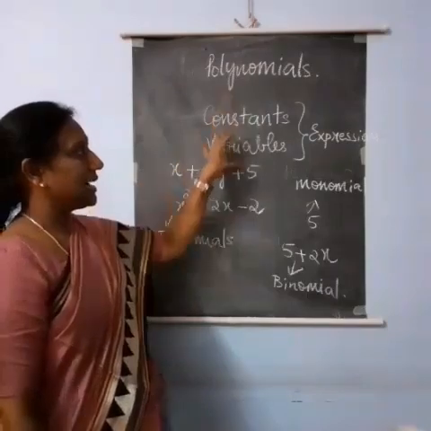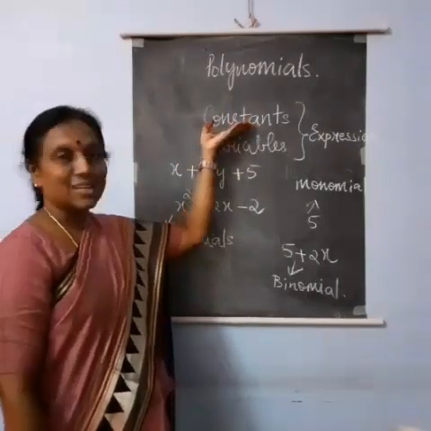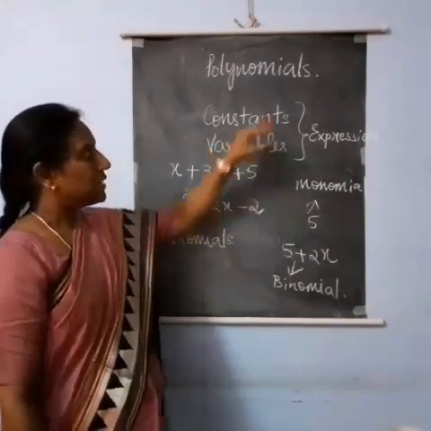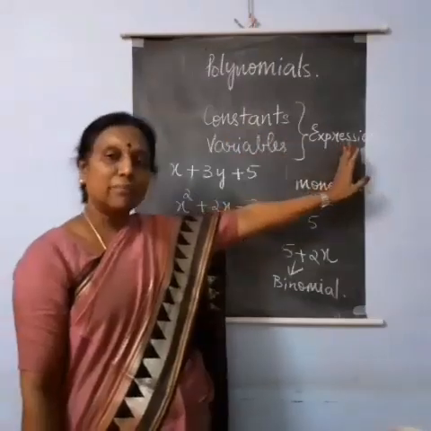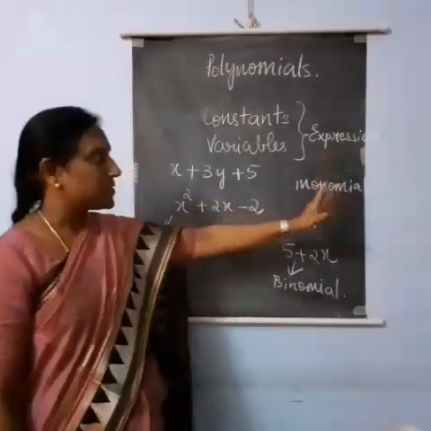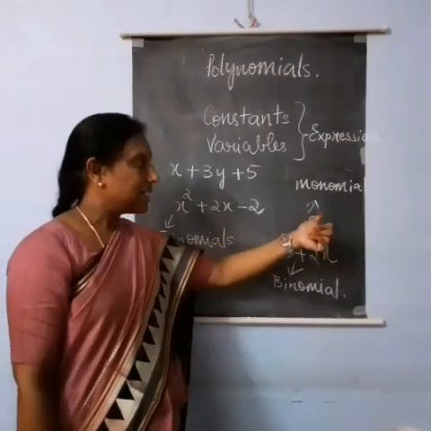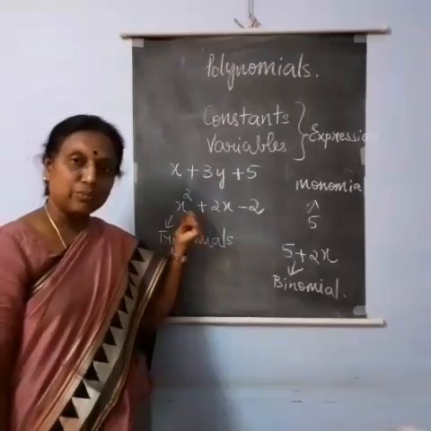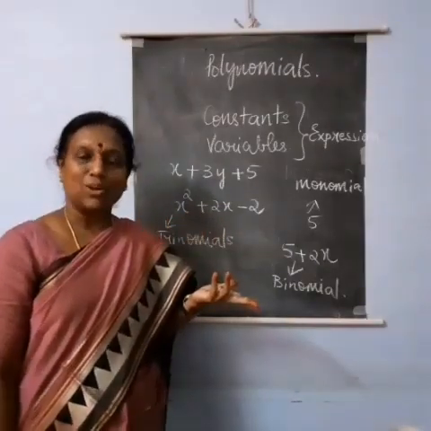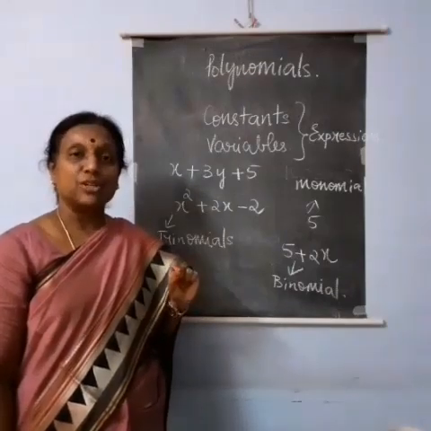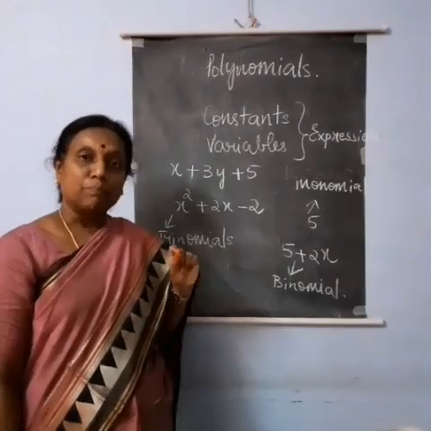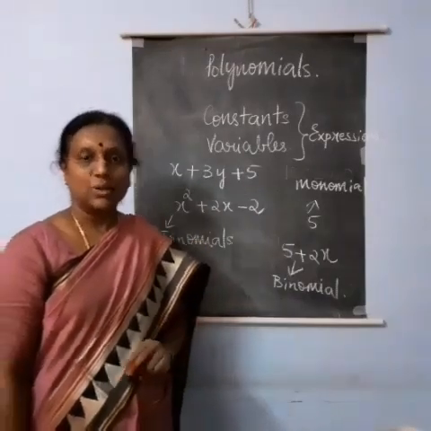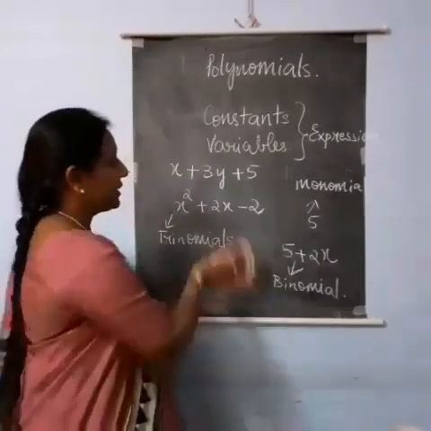We have got constants and variables. Constants, the values do not change. For variables, the values change in different circumstances. Constants and variables together form expressions. In expressions we have a single term called a monomial, two terms binomial, three terms trinomial, more than three terms are called polynomials. Okay, another condition for it to be a polynomial is the power of all the variables should be only whole numbers. Okay, so that is our definition for a polynomial.